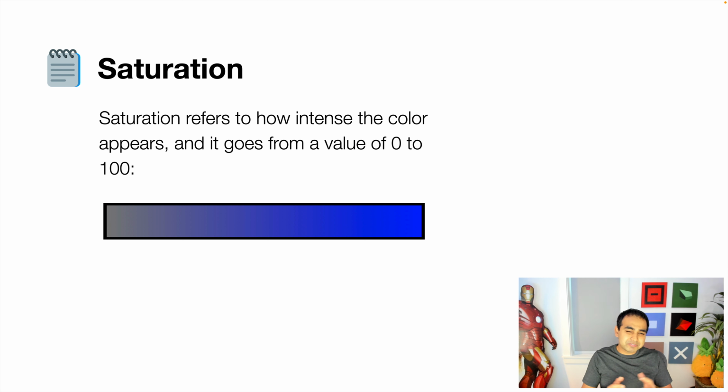Second one is saturation. This refers to how intense the color appears, and it goes from a value of 0, which is not very intense at all, so it's going to be pretty much a grayscale color, to a value of 100, which means the color we specify for the hue will be represented in all of its full intensity.